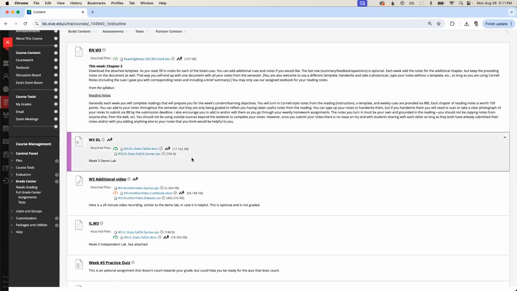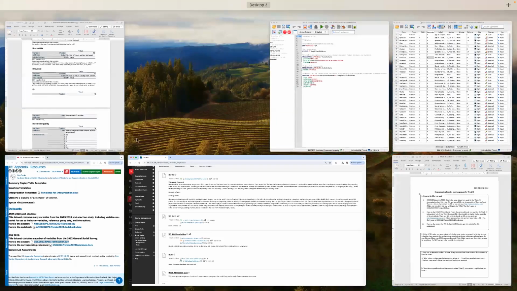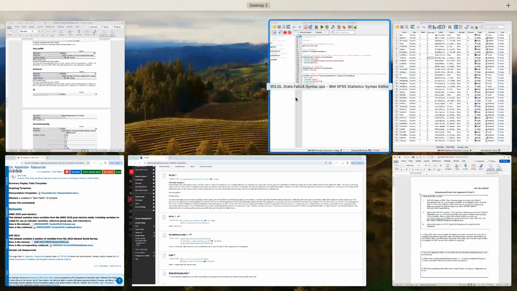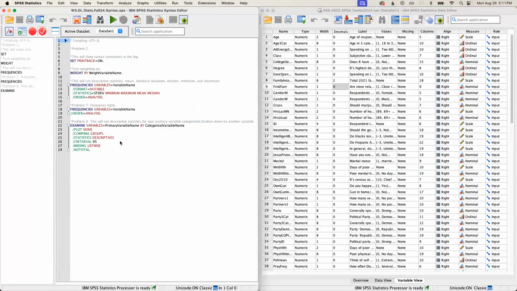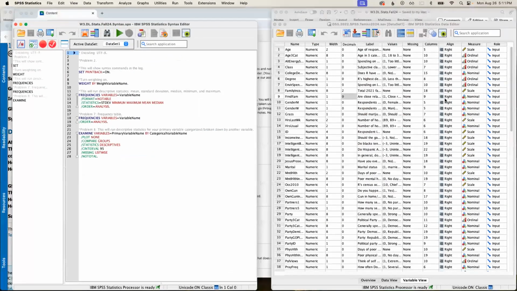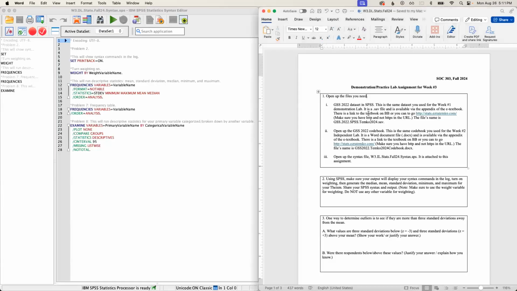Okay, so for this week's demo lab, you have the assignment instructions here and the syntax here. So here's the assignment instructions, and here's my syntax file. This is a different syntax file than last week. Sorry, just instructions. Okay, it says open the files you need.